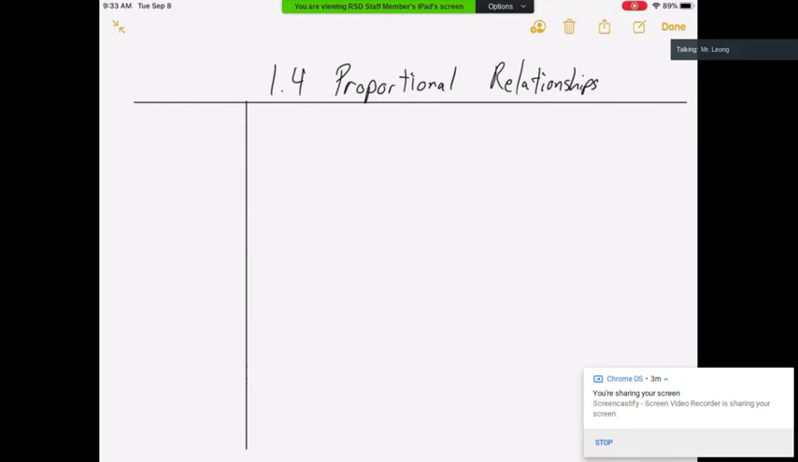So that's kind of what we're doing here today. We're looking at that, and we're saying, okay, how can we predict what is going to happen using our knowledge of proportional relationships?